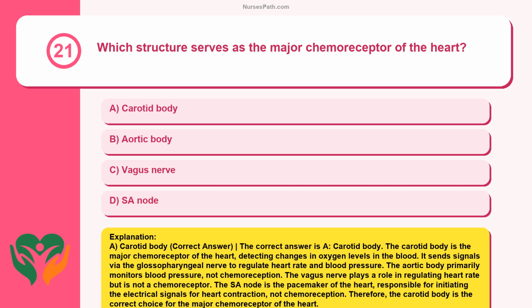The aortic body primarily monitors blood pressure, not chemoreception. The vagus nerve plays a role in regulating heart rate but is not a chemoreceptor. The SA node is the pacemaker of the heart, responsible for initiating the electrical signals for heart contraction, not chemoreception. Therefore, the carotid body is the correct choice for the major chemoreceptor of the heart.